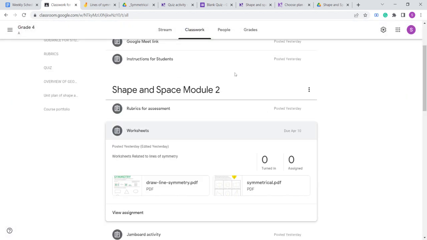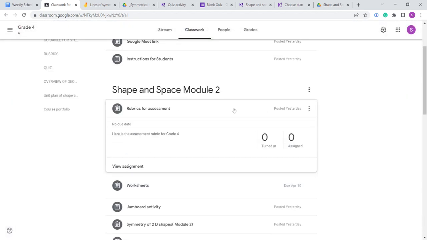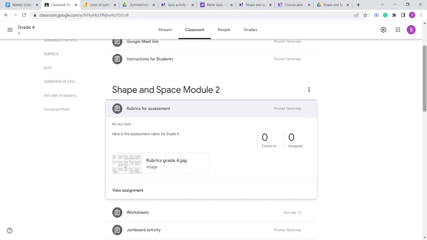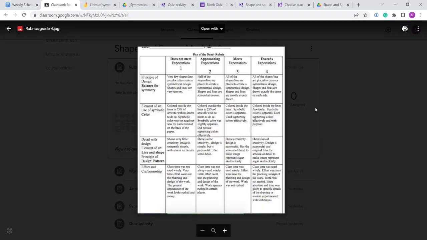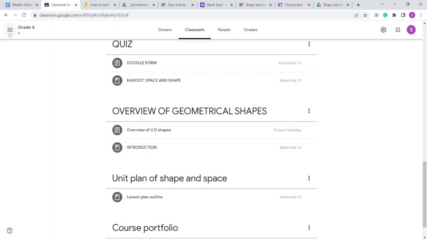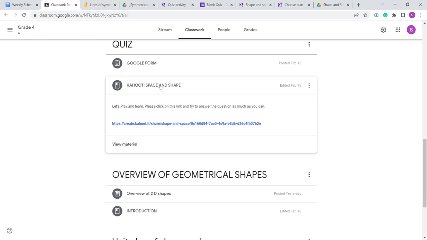And this is the rubric for the assessment. Students have to submit that assignment on April 10, and after that I follow that rubric. This is the rubric for the assessment of the students, whether students meet the expectations of the lesson plan or not. If they have any kind of problem, then I will discuss it again. Here is the quiz activity.